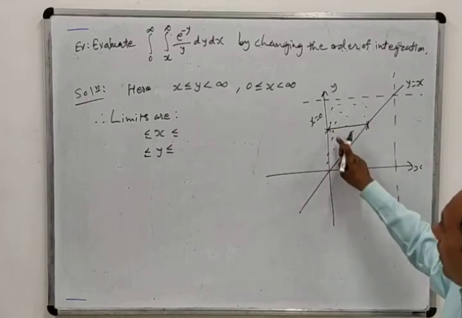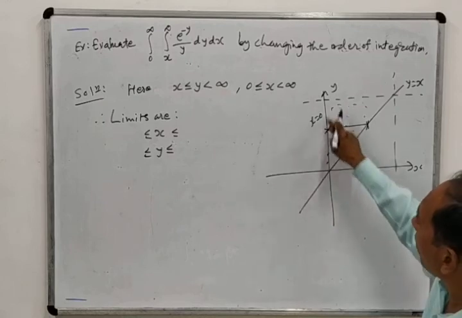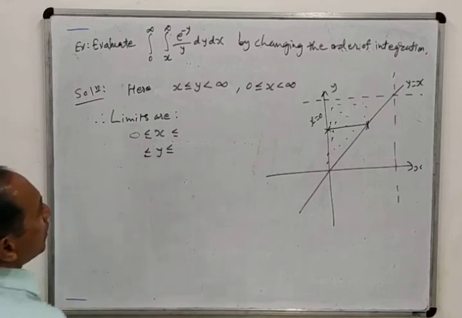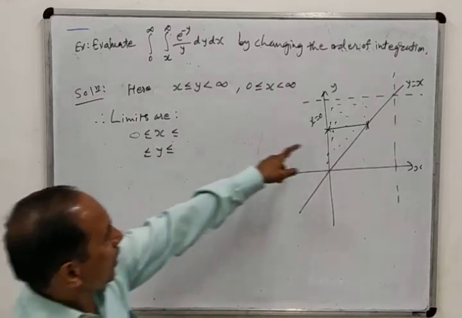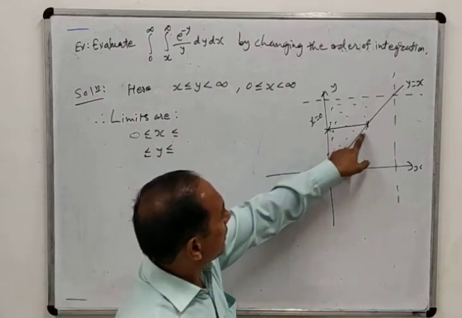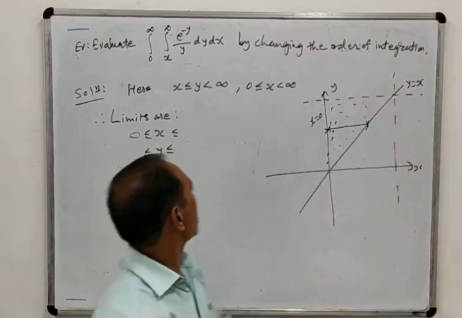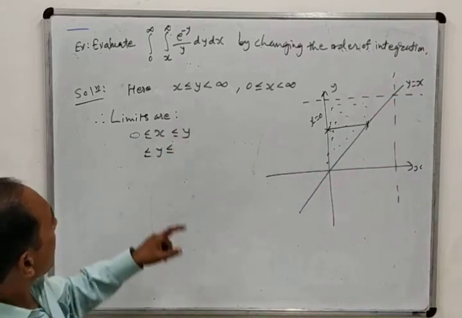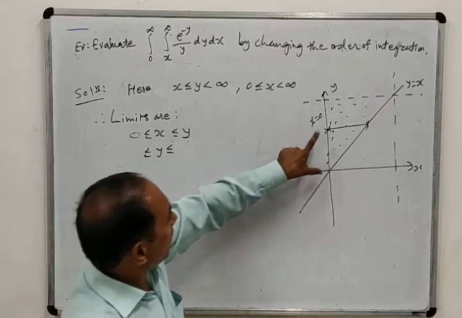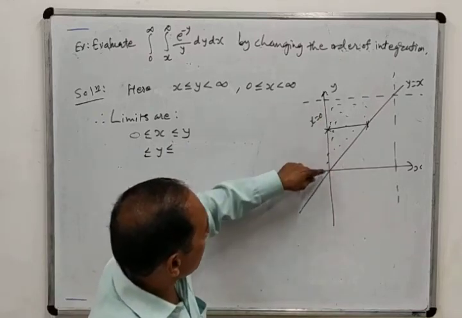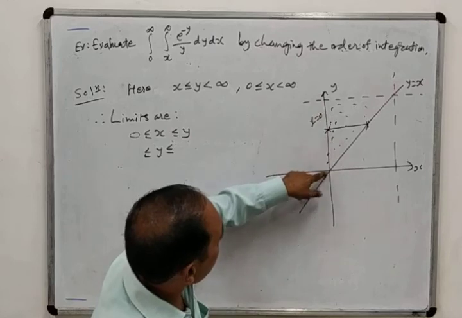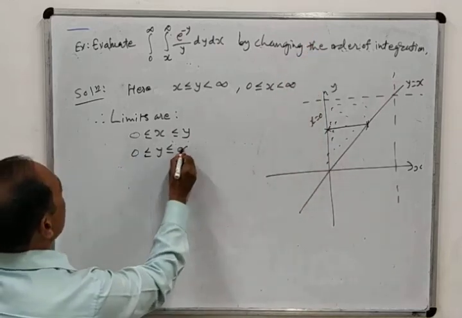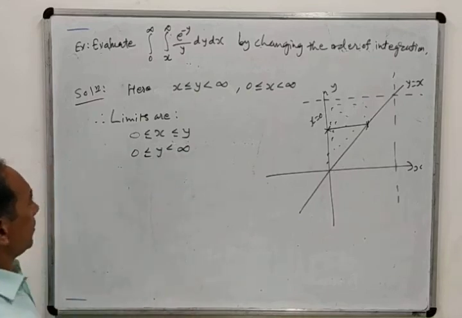So here x is what? On the y-axis x is 0, you can see. And here what is x? It lies on this line, y equal to x, so there x equal to y. And what about y? For that we will have to look at the y-axis. The whole region lies between y equal to 0 and up to infinity. So 0 to infinity.